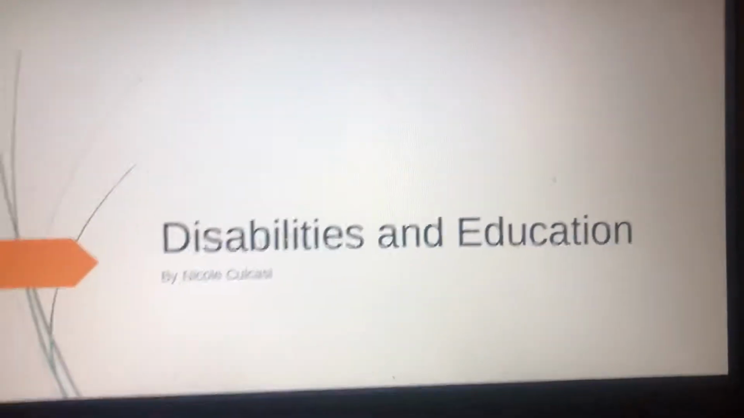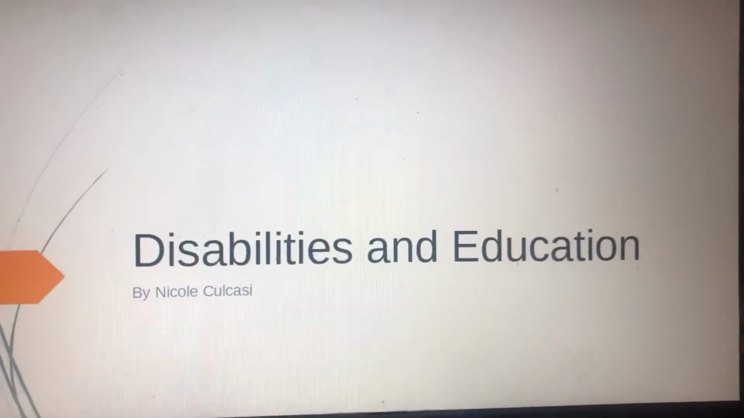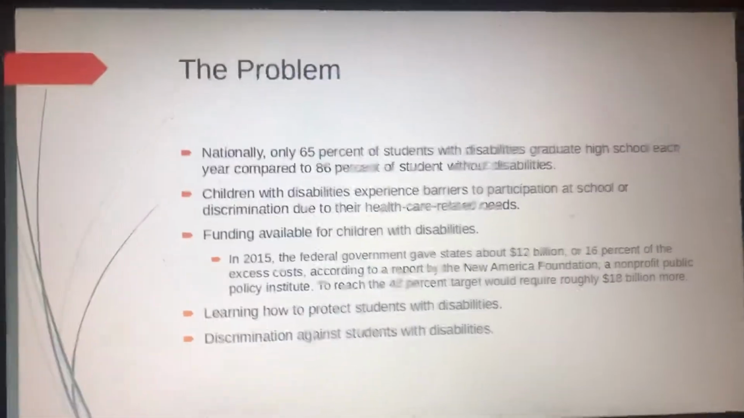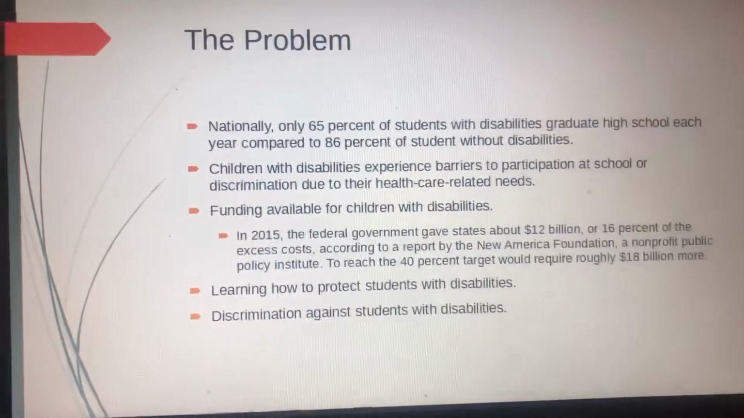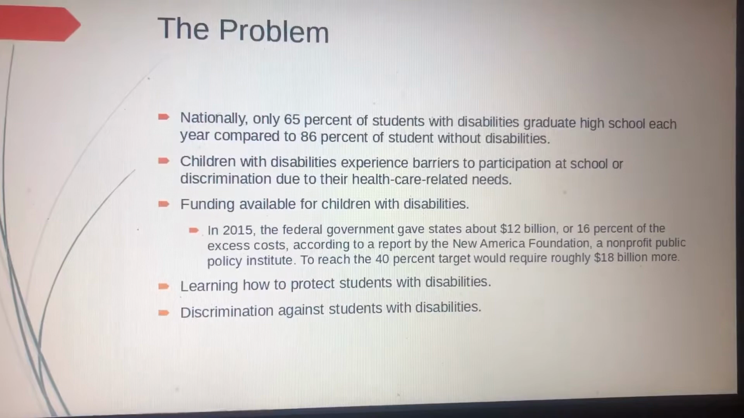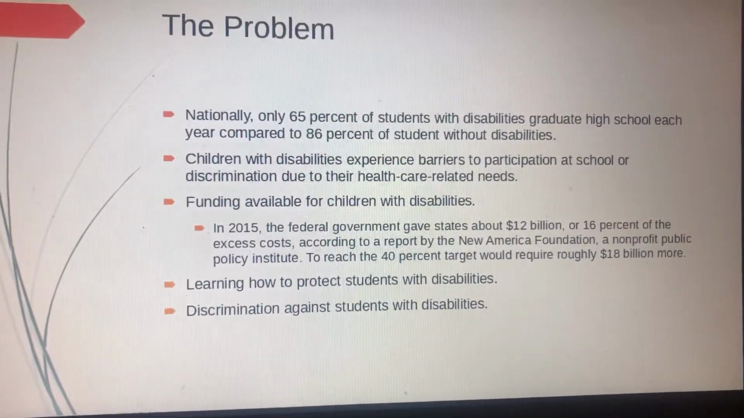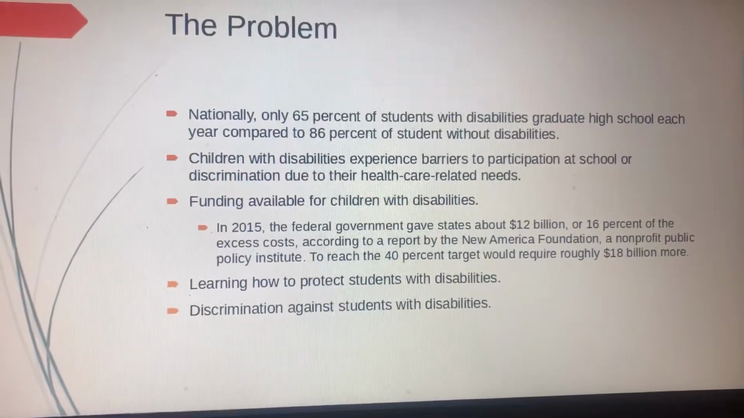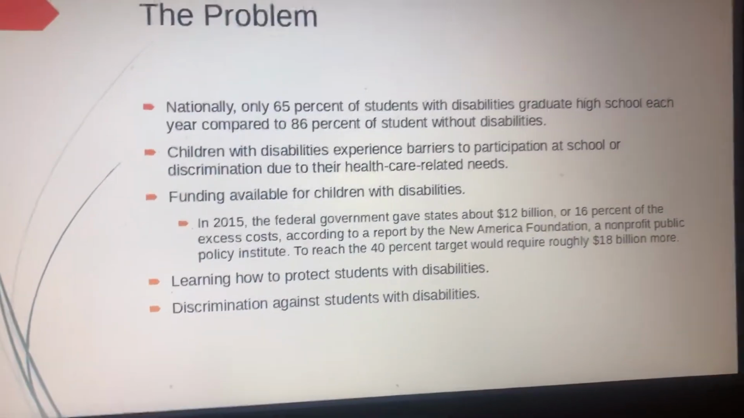For my presentation, I did disabilities and education. So what exactly is the problem? Nationally, only 65% of students with disabilities graduate high school each year compared to the 86% of students without disabilities. Children with disabilities experience barriers to participation at school or discrimination due to health-related needs.